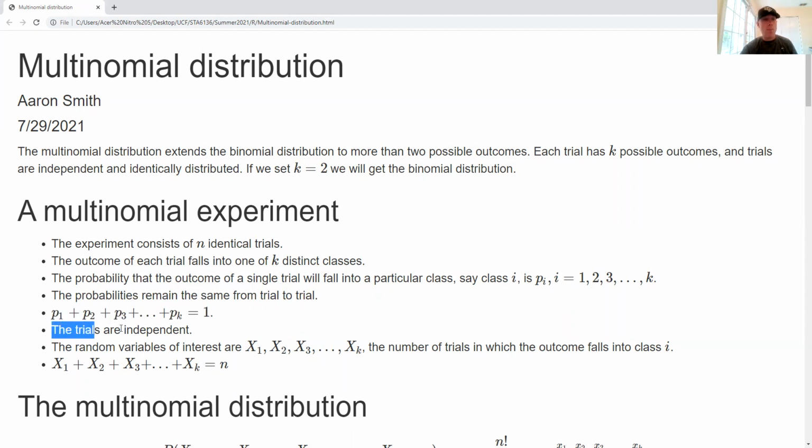The trials are independent. And for us, the random variables of interest are the counts of the number of times that we see each possible outcome. So if it was binomial, I'm interested in the number of times I get heads and the number of times I get tails. So x of 1 would be the number of heads, x of 2 would be the number of tails. When I add these all up, I have to get the number of trials that I have.